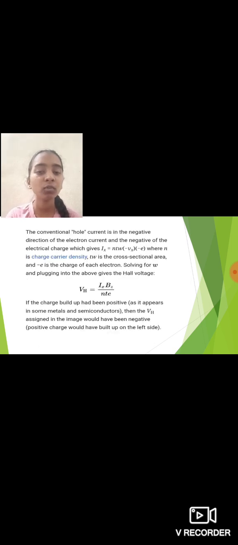In steady state, F is equal to 0. So, Ey minus Vx times Bz is equal to 0, where Ey is assigned in the direction of the y axis, which tells you where the field caused by the electron is pointing. The conventional hole current is in the negative direction of the electron current and the negative of the electron charge, which gives Ix equal to this equation, where n is the carrier density and minus e is the charge of each electron.